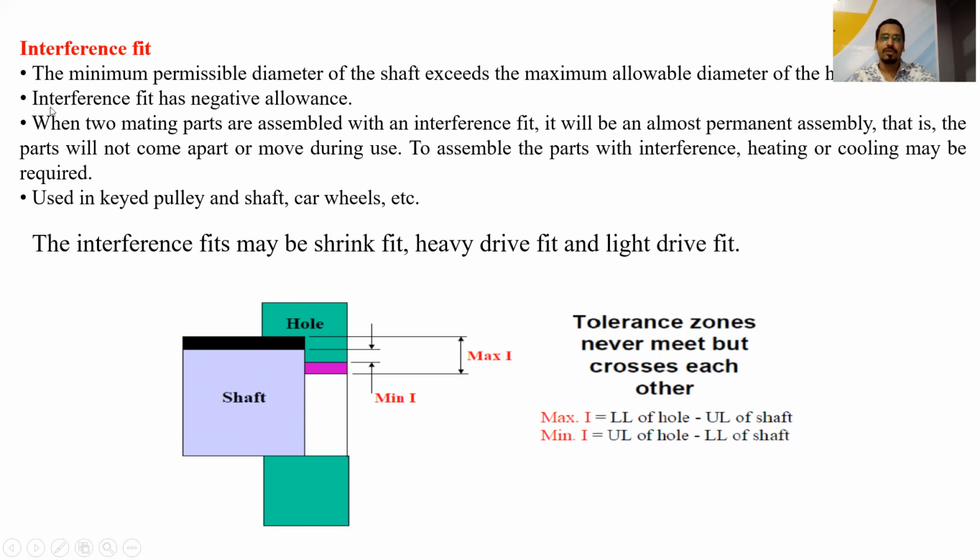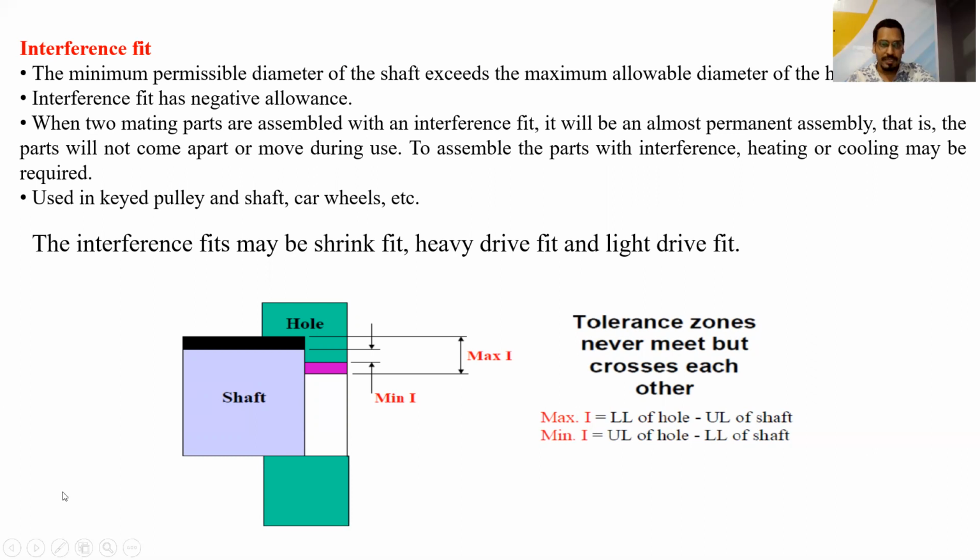And it is to be noted that in interference fit, allowance is always negative. Why it is negative? Because the lower limit of the shaft is always greater than the upper limit of the hole. So by the formula of allowance, what is the formula of allowance? Formula of allowance is the lower limit of the hole minus upper limit of the shaft.